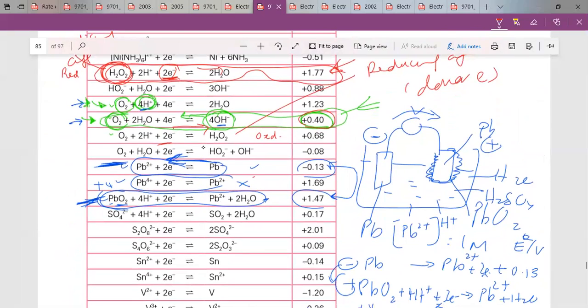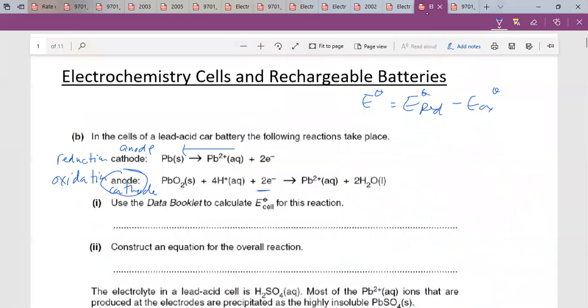Okay, Pb2+ to Pb, going this way, isn't it? So it's positive 1.3, okay? So here is positive 1.30. Now this one here, PbO2 plus electrons, will give you what?